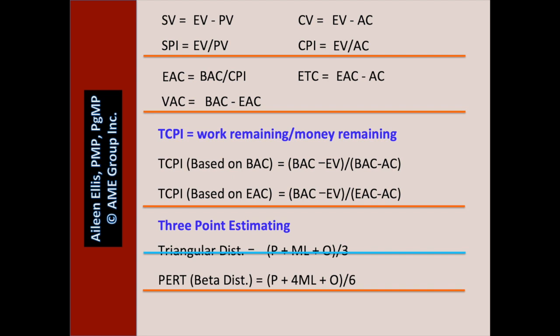The last equation we may need for the exam is the number of communication channels. It equals n times n minus 1, divided by 2, where n is the number of stakeholders.